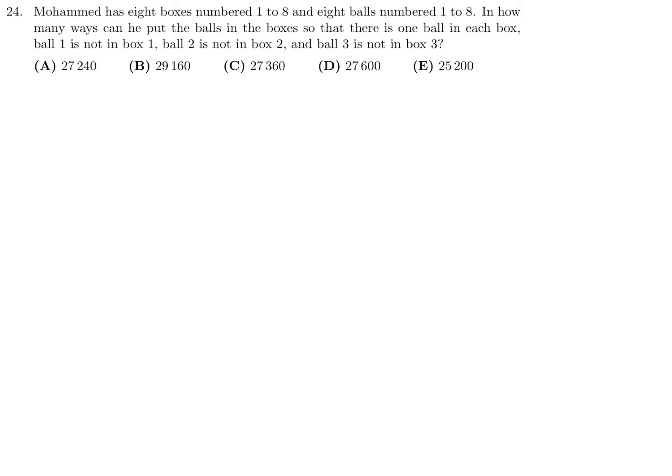Mohammed has 8 boxes numbered 1 to 8 and 8 balls numbered 1 to 8. In how many ways can he put the balls in the boxes so that there is one ball in each box? Ball 1 is not in box 1, ball 2 is not in box 2, and ball 3 is not in box 3.